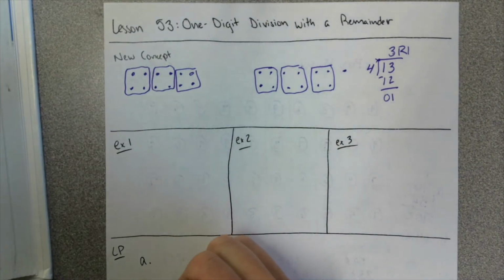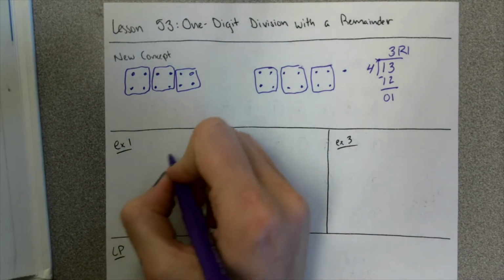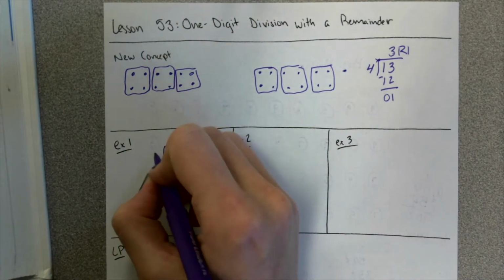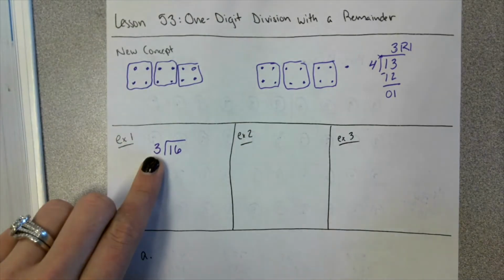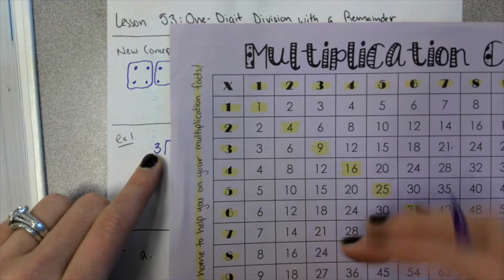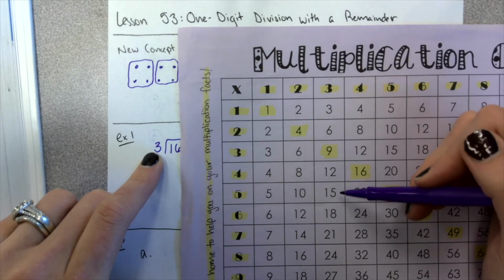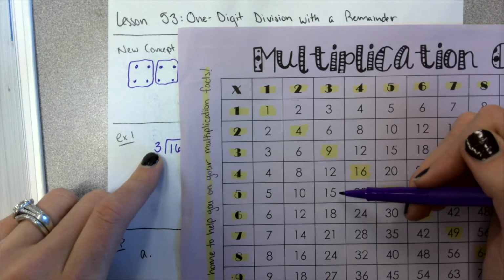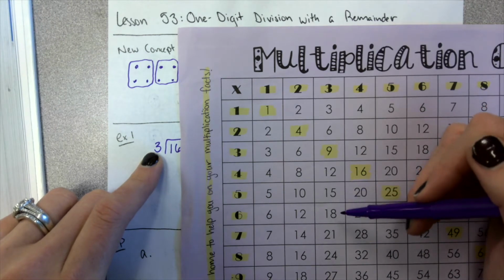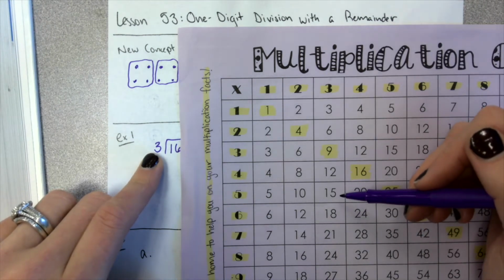For example 1, we're going to do 16 divided by 3. I go in the 3 column. I got to find a number that's closest to 16 as we can, but it can't be bigger than 16. Oh, 15 is smaller than 16. Is 18 smaller than 16? No, it's bigger. So I got to use 15.